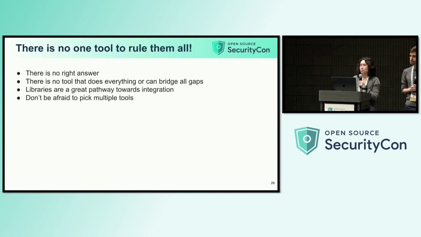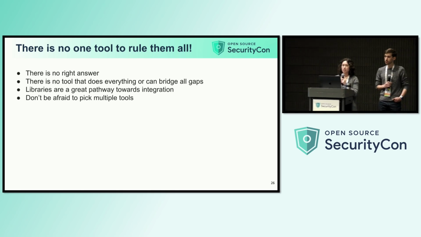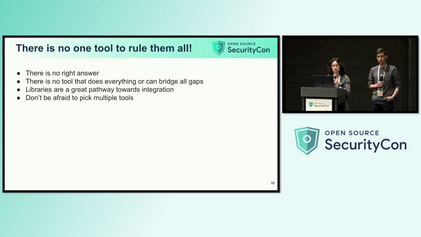So ultimately, if this hasn't become evident at this point, there is currently no one tool to rule them all, but we also don't think that this is necessarily a problem. There's no right answer to the issues that we've been highlighting. Really, each enterprise, each different application domain is going to have different requirements, and ultimately, there's no tool that's going to do everything or bridge all of the gaps that a particular organization needs met.